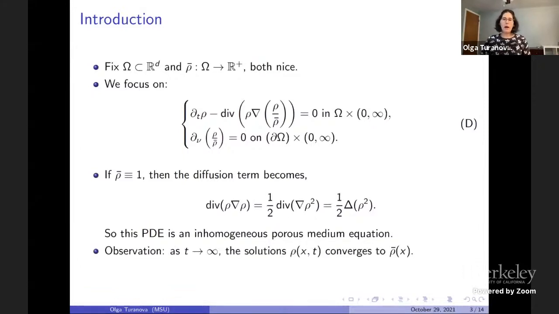So notice, and this is going to be important for our discussion about robots, for large times, the solutions rho of x, t converge to this rho bar. You can see this formally just by imagining this term equals 0. And there are also rigorous results that say this and even say how fast that happens.